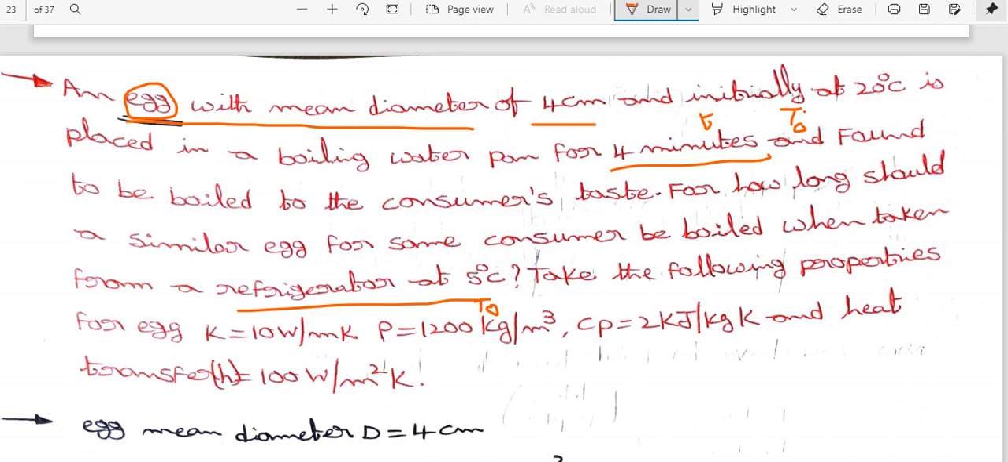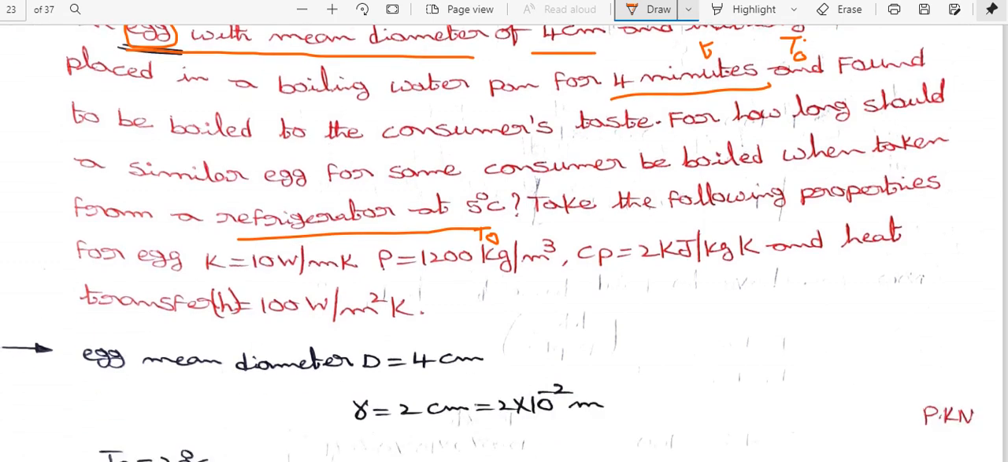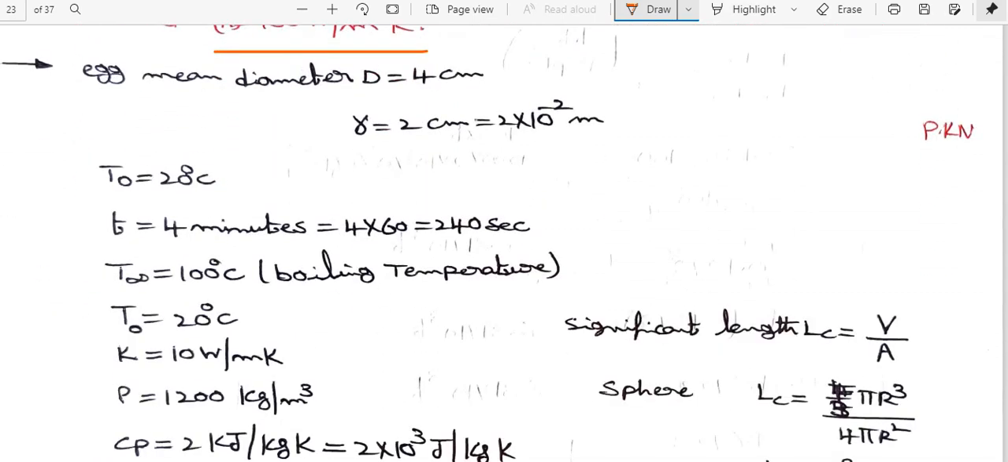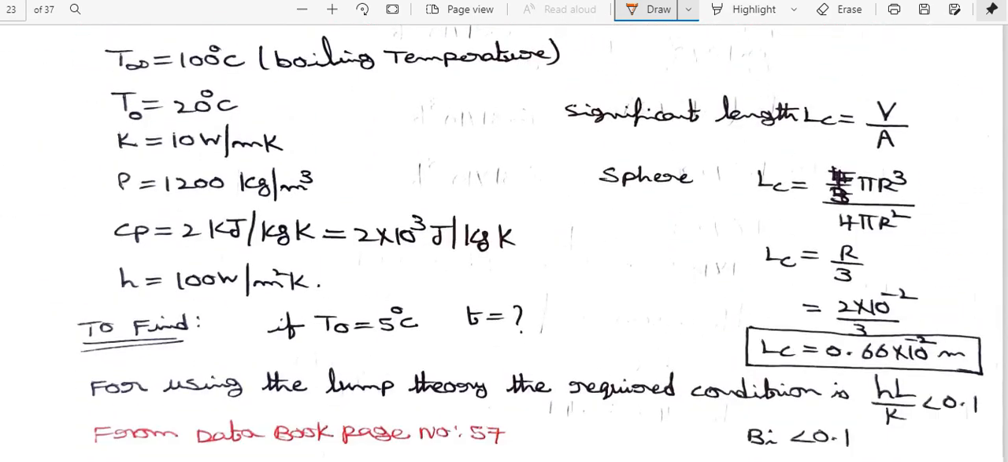So here take the following properties for egg. Egg thermal conductivity K equal to 10 watt per meter Kelvin, density 1200, and Cp equal to 2 kilojoule. So kilo means 1000, so 2 into 10 cube, and heat transfer coefficient is the H value. So here first we need to calculate the Lc value. So Lc is equal to V by A, that means sphere. Egg means sphere, we can consider it as a spherical shape. So radius is equal to 2 into 10 power minus 2.